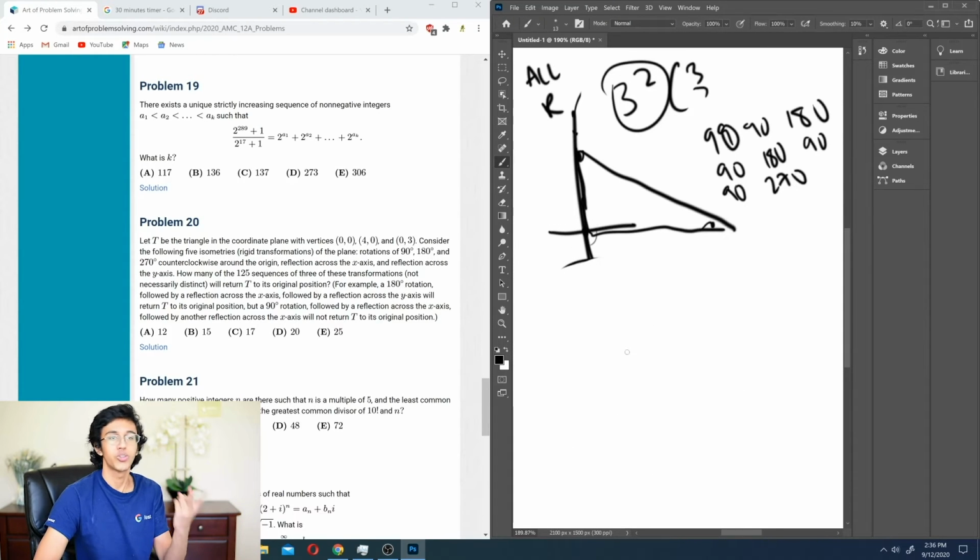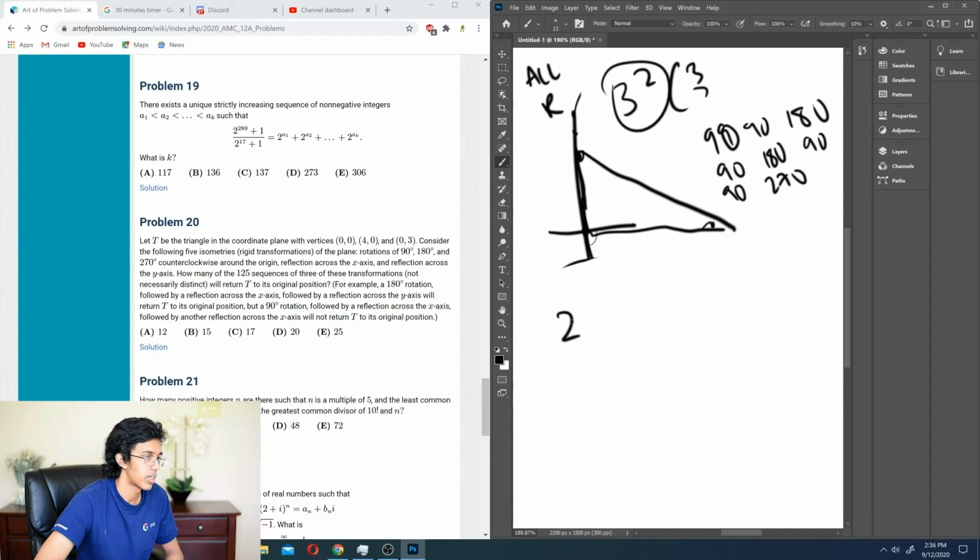Because you can't do 2 x reflections, because then you have to do a 0 degree rotation, which doesn't make sense. You can't do 2 y's, but you could do an x and a y, and there's 2 ways to do that. Either order works, and then you just do 3 choose 2, and you got to do a 180 there. So this one is just 6, right?